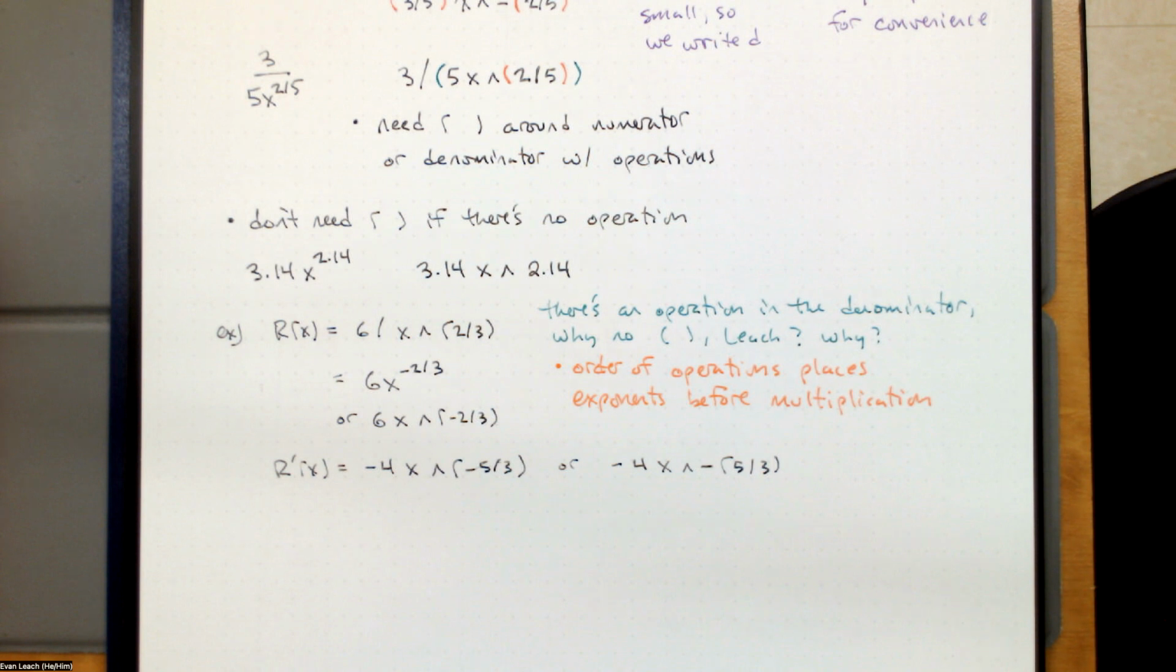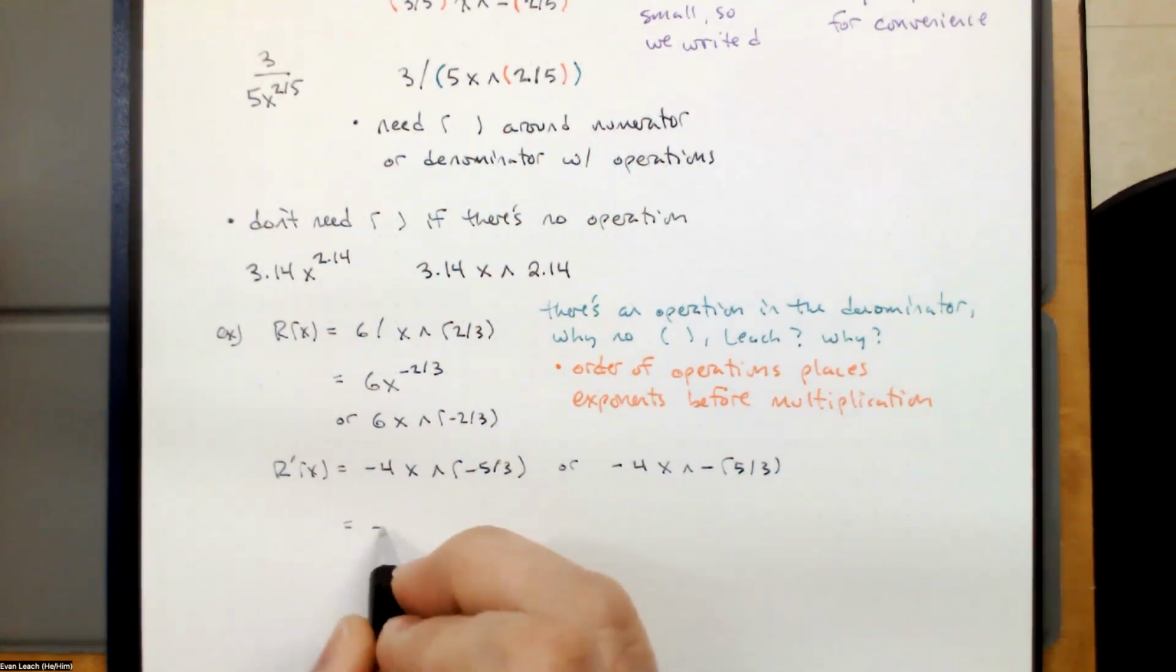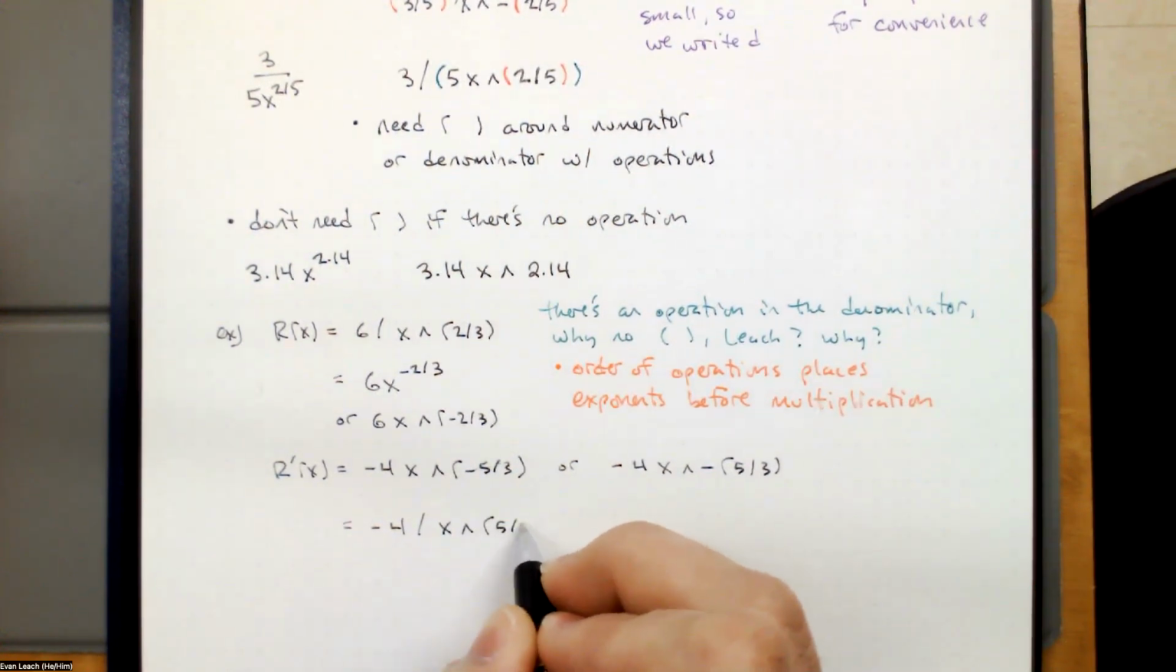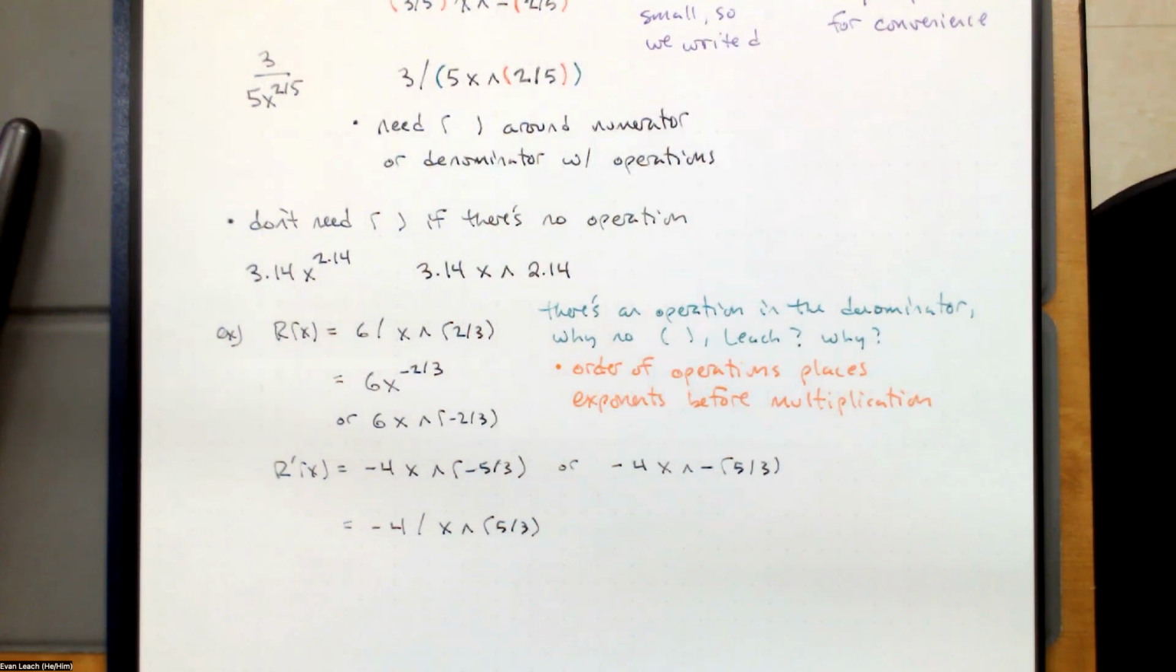So if we want to write this with a positive exponent, if we want to make the 5/3 positive, we could take negative 4 divided by x to the 5/3. And I should have been accepting this answer, because it has that same form as our original problem. I expected you to keep the multiplication from when we write x, a power of x. I should have been accepting this answer. So I have to go through and fix that.